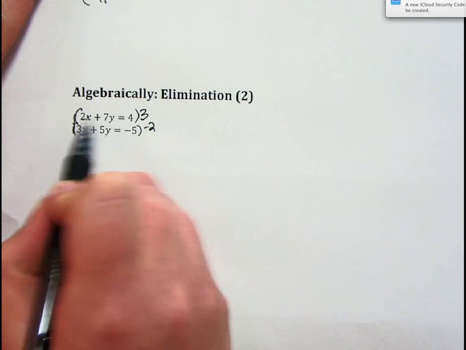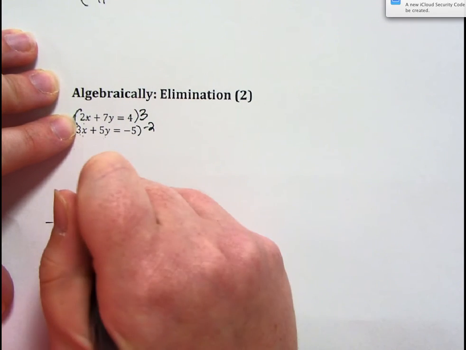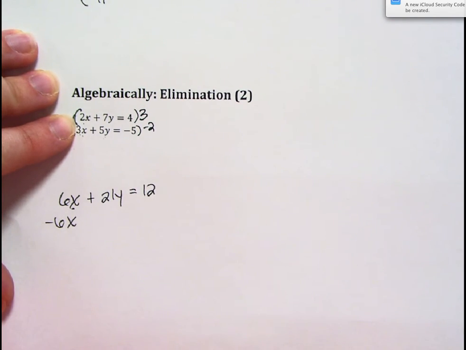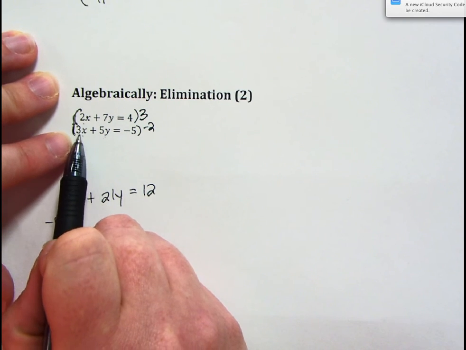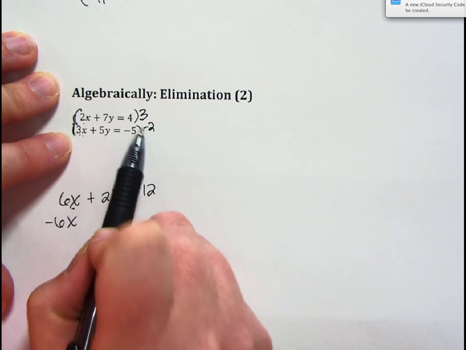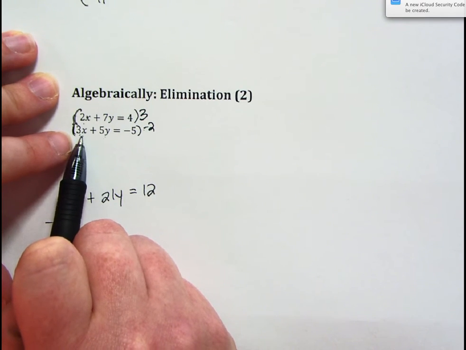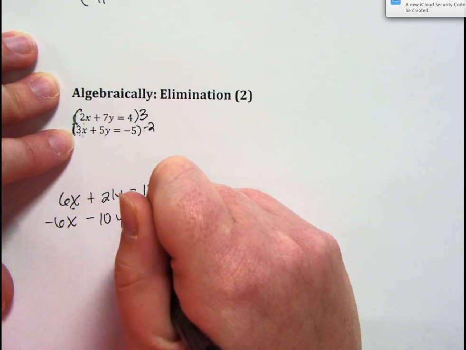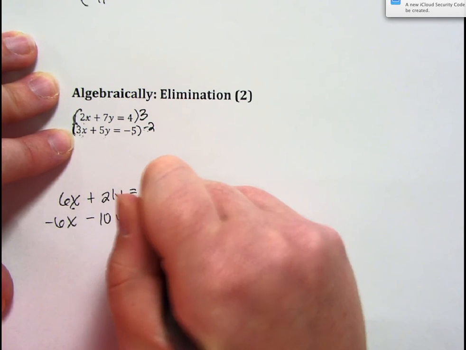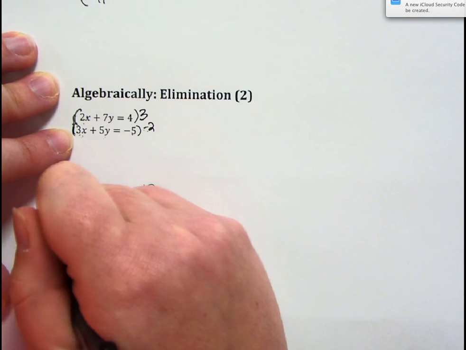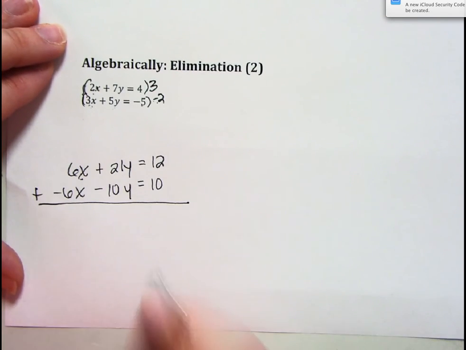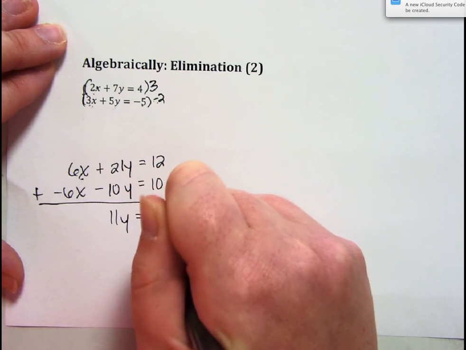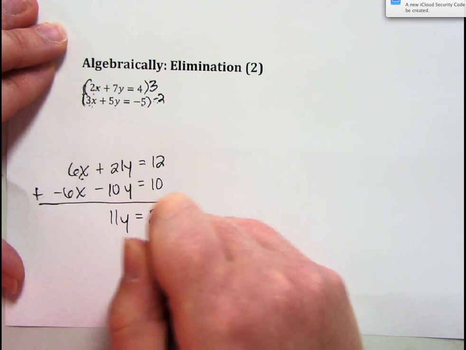So continuing on, we have 2x times 3 was a 6x, plus 21y equals 12. And then with the second equation, be careful when you're multiplying by a negative about the sign changes. So it's negative 6x minus 10y equals negative 5 times negative 2 is positive 10. When we eliminate here, we're going to get 11y is equal to 22. Y is equal to 2.